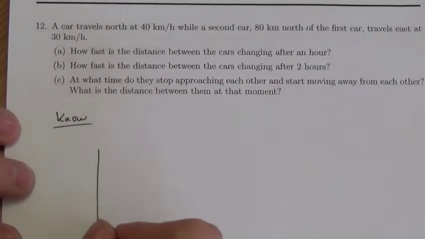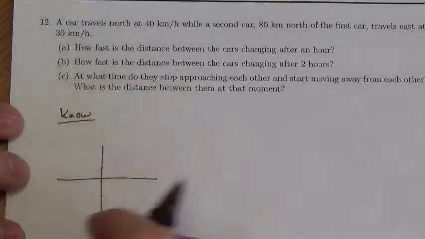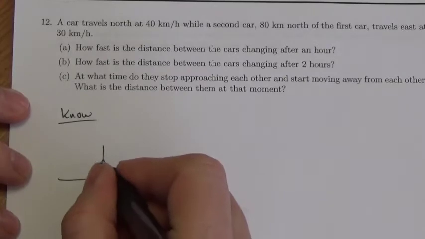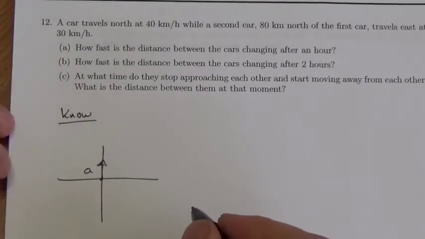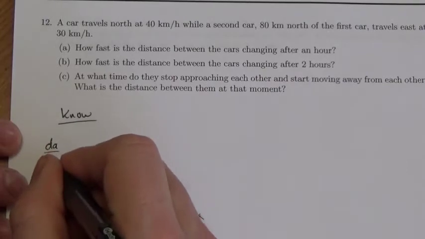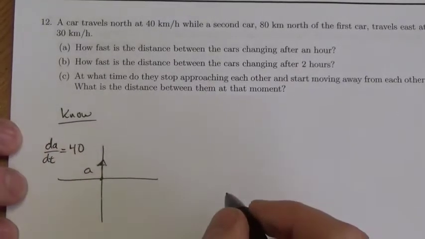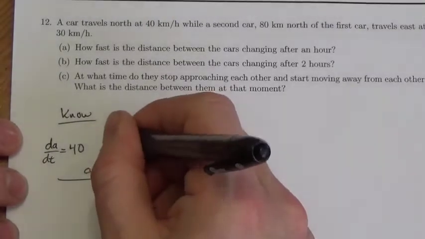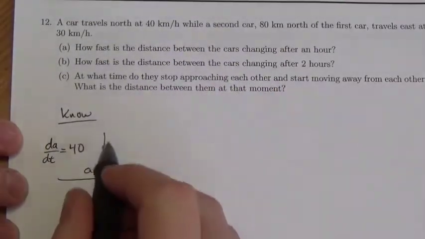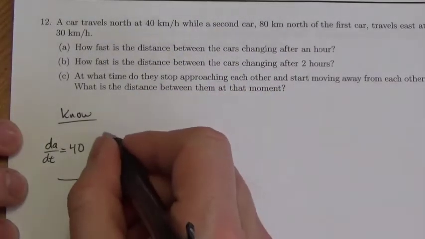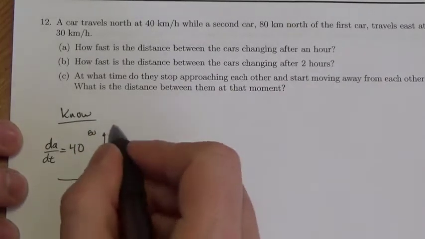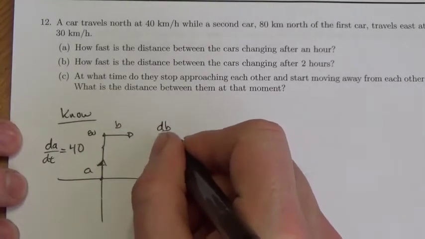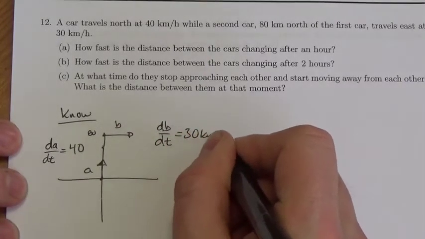Well, to start off with, let's take a quick look at the compass here. A car travels north at 40 kilometers an hour. So here we go, and let's call this A, the distance that this car is going. So dA by dt is going to equal 40. While a second car, 80 kilometers north of the first car, so this is going to be up here at 80, is traveling east. We'll call that B, and we know that dB by dt is going to equal 30 kilometers per hour.